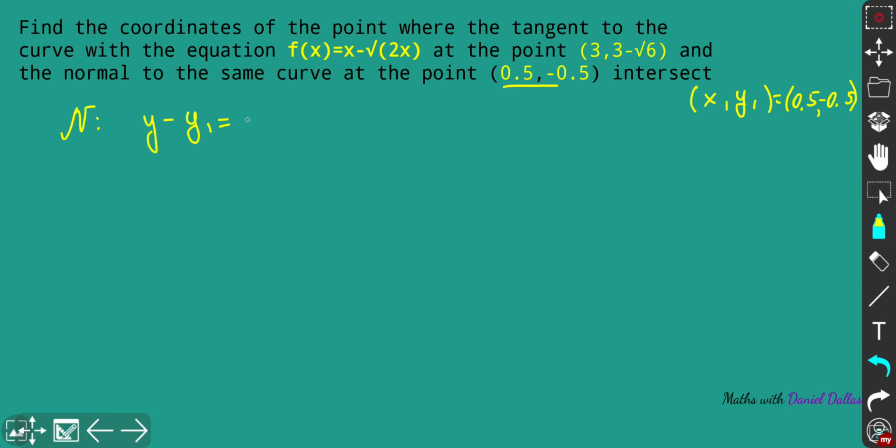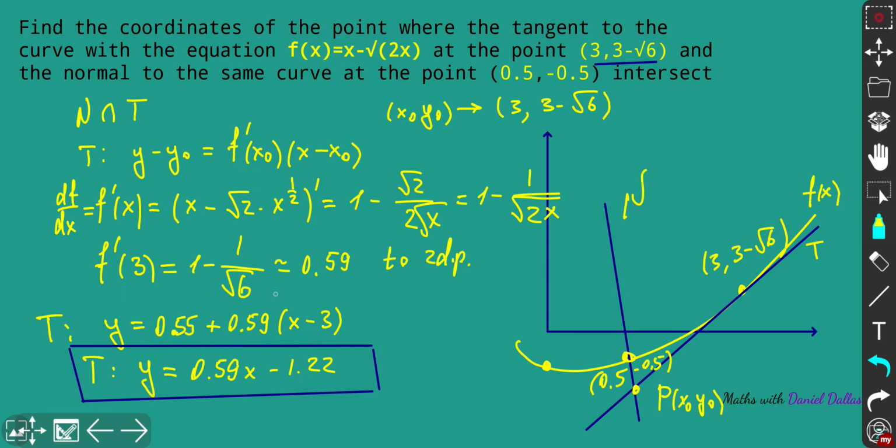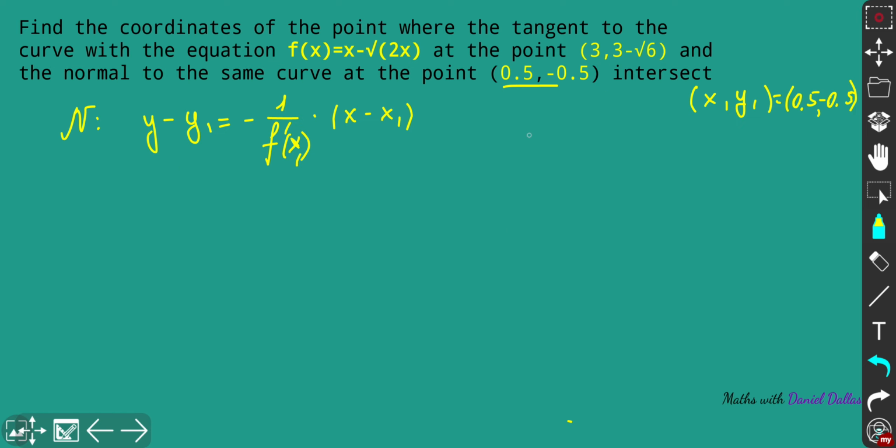So what about the gradient? The gradient is going to be the negative reciprocal of what you have for the general equation for the tangent line. So that's going to be negative 1 over f prime at the point x1, times the same x minus x1. If we know that the general equation for the derivative f prime is 1 minus 1 over square root of 2x, so f prime of x is 1 minus 1 over square root of 2x.